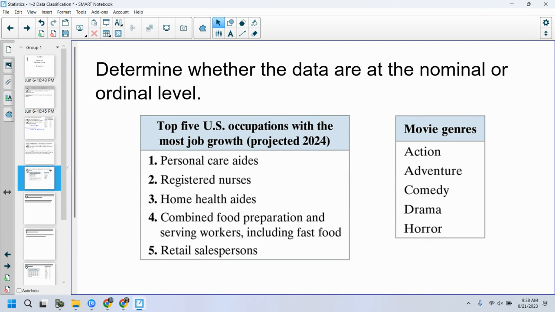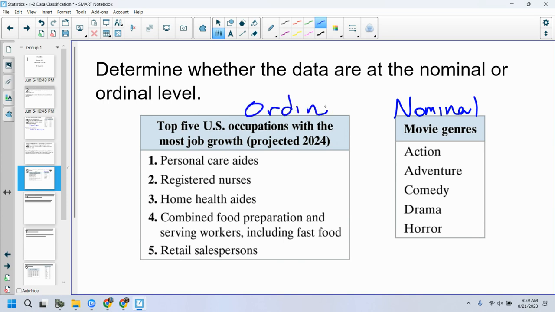Movie genres. Nominal or ordinal? Nominal, obviously, because I'm not ranking that. I'm not saying, give me the 5 most popular movie genres. I'm just saying, what are the movie genres that we have here? So this would be our nominal, and this would be the ordinal. Think order for ordinal. Think name for nominal. That's what I think of, at least.